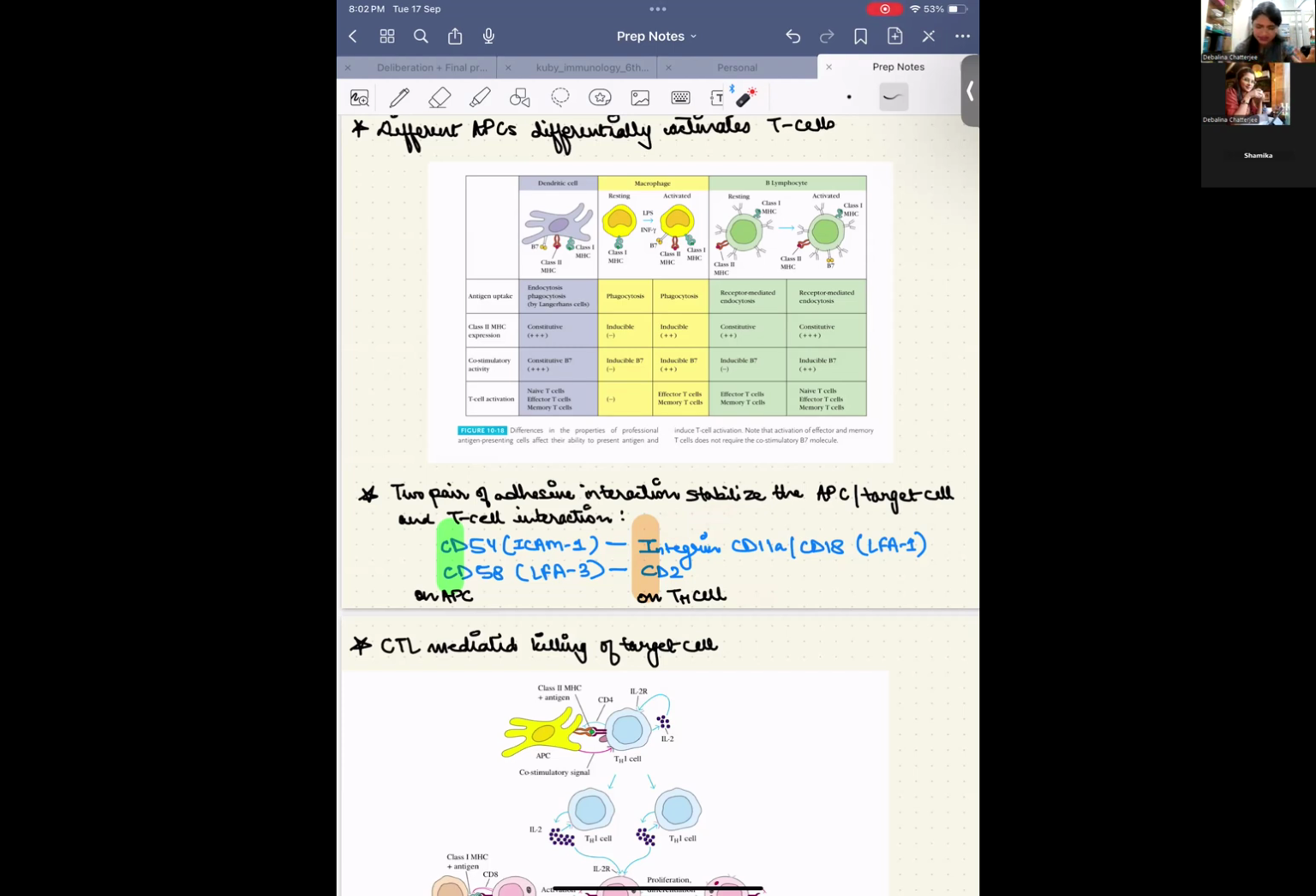Just certain names over here. CD54, which is also called ICAM1, and CD58, also called LFA3. These are expressed on your APCs. They respectively interact with integrin, CD11A or CD18. So just some theoretical factual details over here, which are present on your T helper cells, and this interaction further stabilizes the interaction of your APCs or the target cells with your interacting T cells.